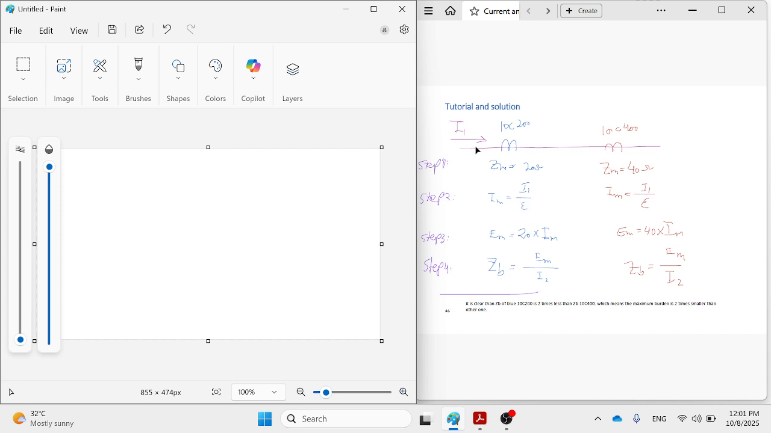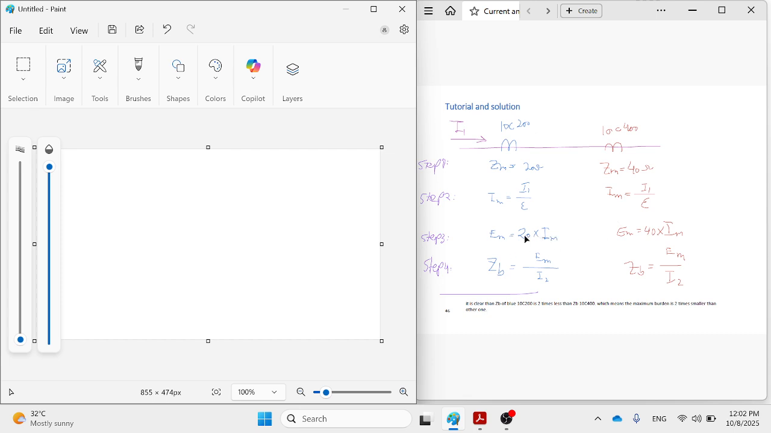Then step two, we have to calculate the magnetizing current, which is I1 over epsilon, the error. Since these two are connected in parallel, they measure the same current I1. You can see the purple one is the line current over epsilon, the error, which for this class is 10 and for the other class is 10. So both IM are equal. Then the next step, we have to calculate the EM. The EM is the voltage at the secondary side, which is ZM times IM: 20 times IM and 40 times IM. Both IM are the same, okay?